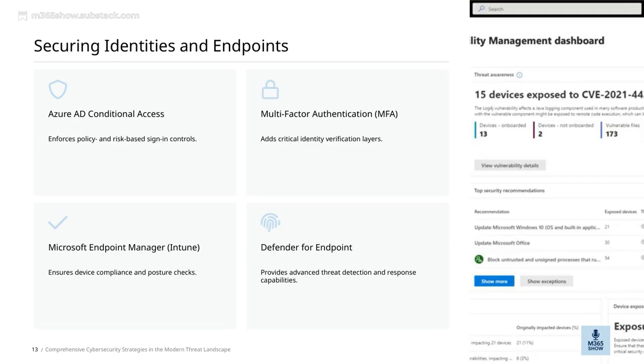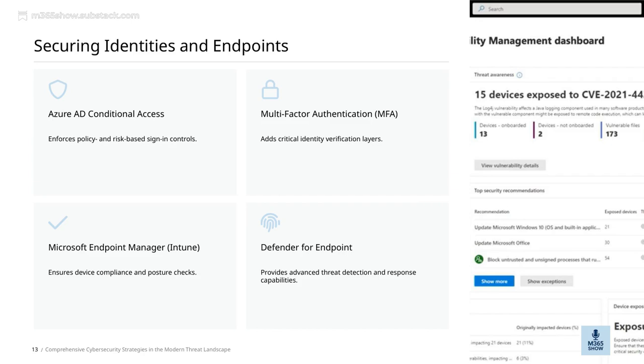Now, let's look at securing identities and endpoints, which is a crucial part of modern cybersecurity strategies. On this slide, we see how organizations need comprehensive solutions to handle the evolving threat landscape. One key component is providing advanced threat detection and response capabilities, which help us identify and mitigate threats before they cause real damage. Defender for Endpoint plays a vital role here, as it ensures device compliance and checks device health and posture, keeping endpoints secure.